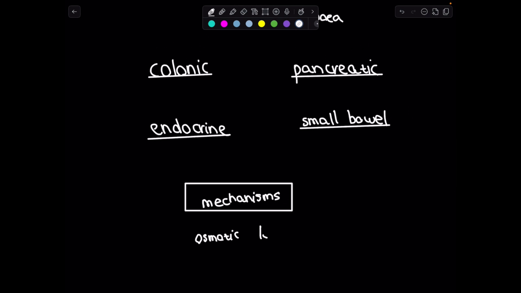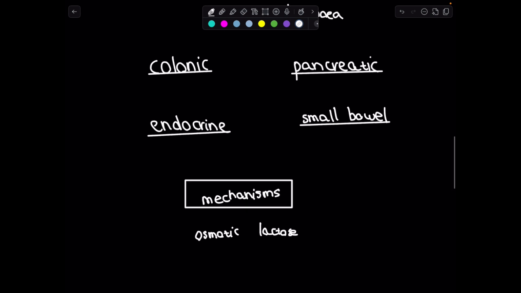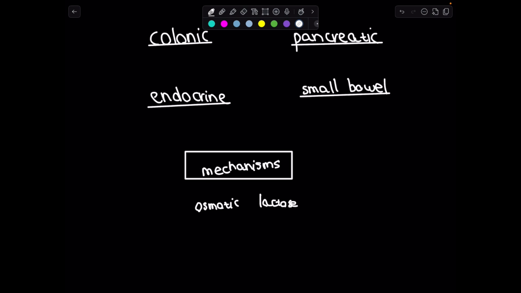And we might have a lot of mechanisms of diarrhea. Maybe it's osmotic, lactose intolerance, steatorrhea, neoplastic, ischemic. Can you explain these in a few words?